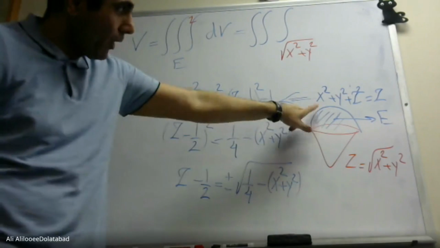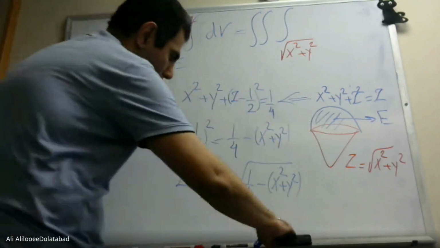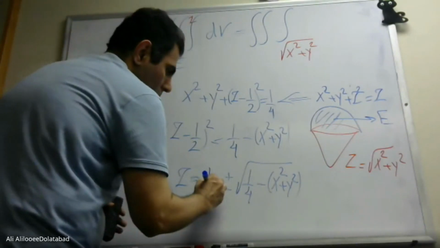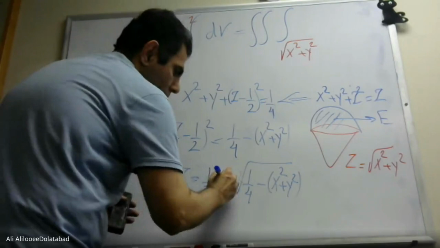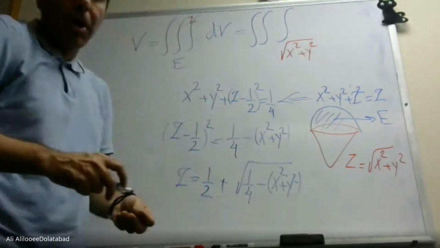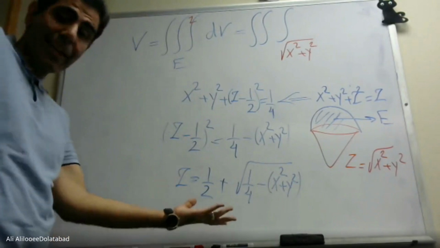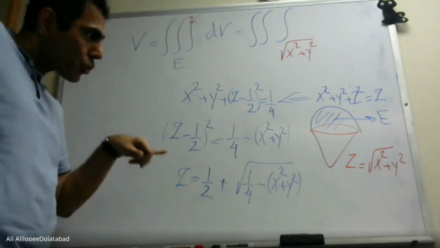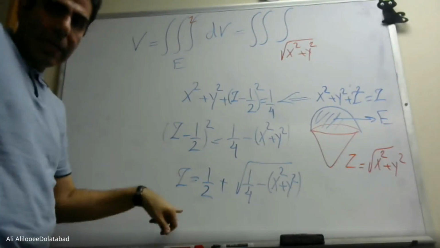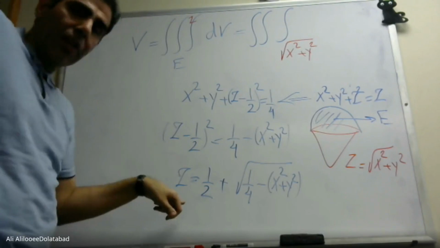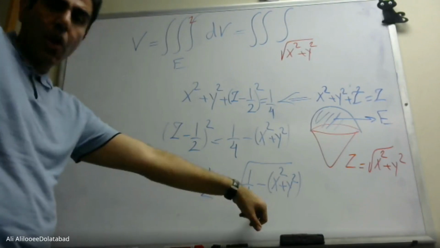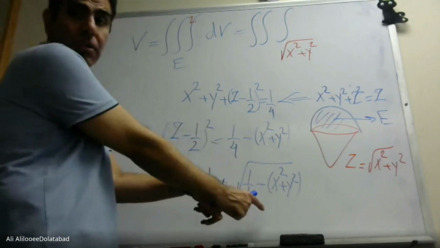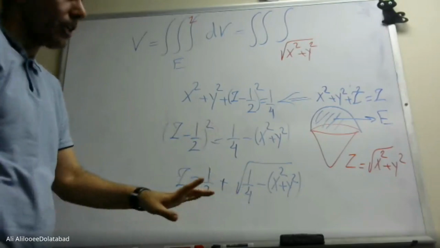And actually the equation of the surface that we have on the top is z equal to 1/2 plus the root of 1/4 minus x squared plus y squared. That's a horrible function, see? Solving this equation in Cartesian coordinates will give us this horrible function, and I want to escape from using this horrible function.